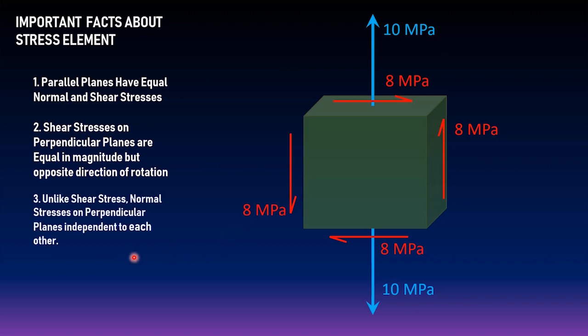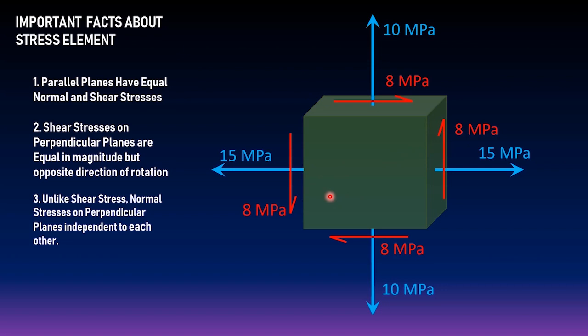Number 3, unlike shear stress, normal stress on perpendicular planes are independent of each other. For example, this is 10 megapascal. The perpendicular plane, like this one, can have any value. It does not necessarily follow that if this is 10, this should also be 10 megapascal. You can have any values for it. You want to make it 15? You want to put a 15 megapascal normal stress over here? You can. But in shear, take note, you cannot do that. If this is 8, this should also be 8. If there is no shear stress here, there should be no shear stress also here.